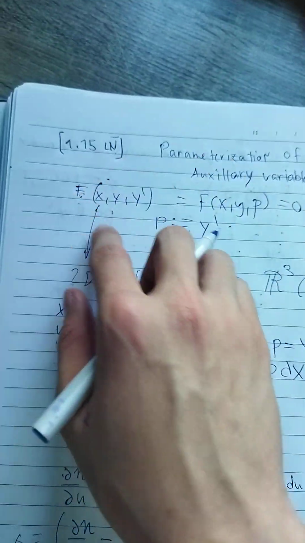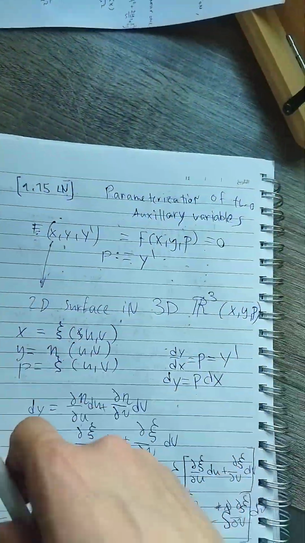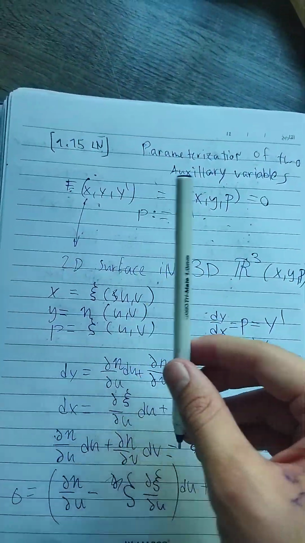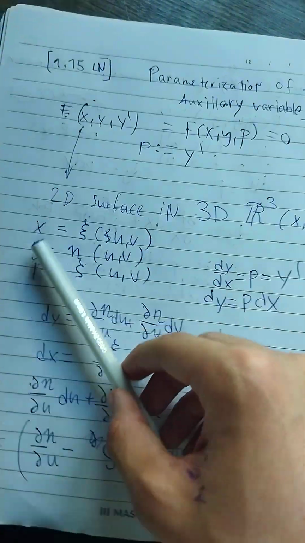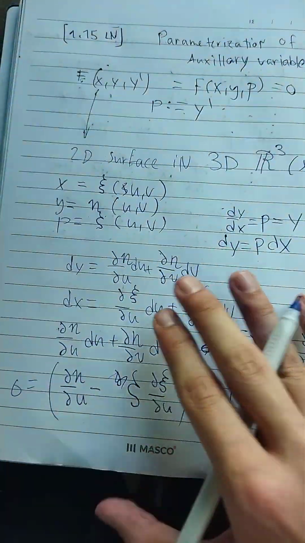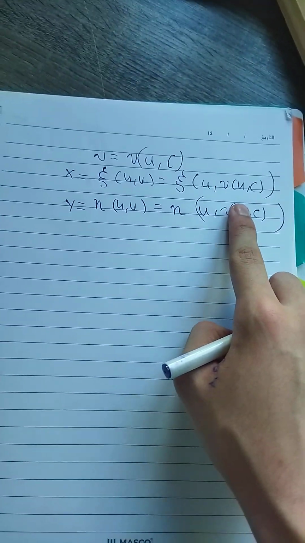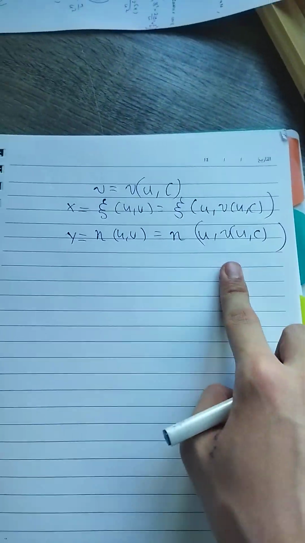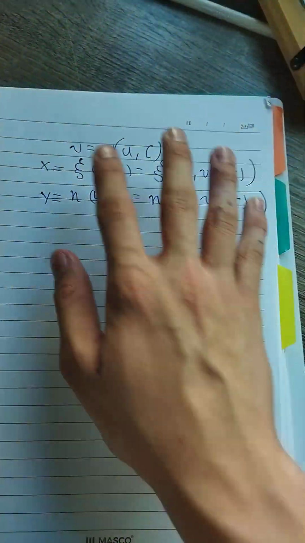We can take the function over here that is defining the first order differential equation in the R space x, y, and p, and parameterize it in terms of u and v. Then you can obtain a parametric curve that solves the first order differential equation, and that's it.